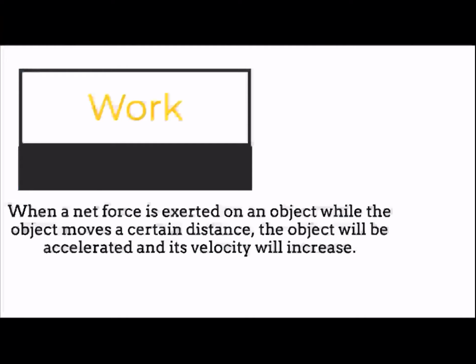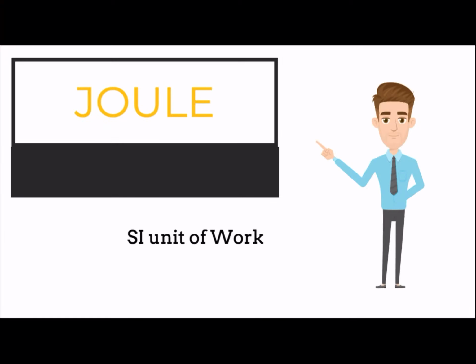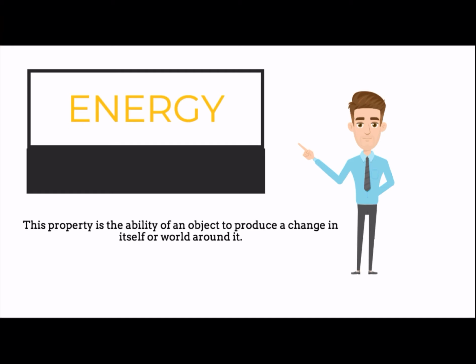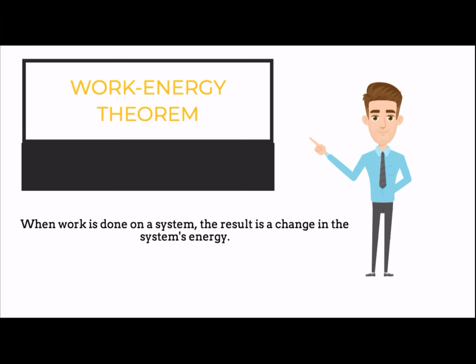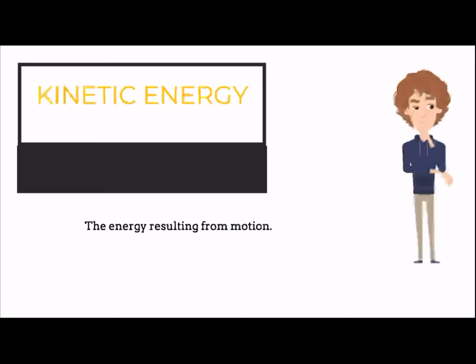We'll start with vocabulary. Work is when a net force is exerted on an object while the object moves a certain distance. The object will be accelerated and its velocity will increase. Next is joule. Joule is the SI unit of work. Next is energy. This property is the ability of an object to produce a change in itself or the world around it. Next is the work-energy theorem, which is when work is done on a system, the result is a change in the system's energy.